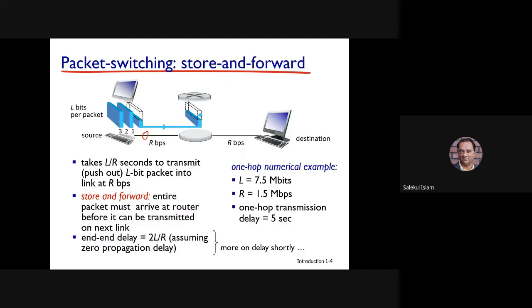And L is how many bits you have in a single packet. So if you divide L by R, not 2L by R, just L by R, then you will get the transmission delay.